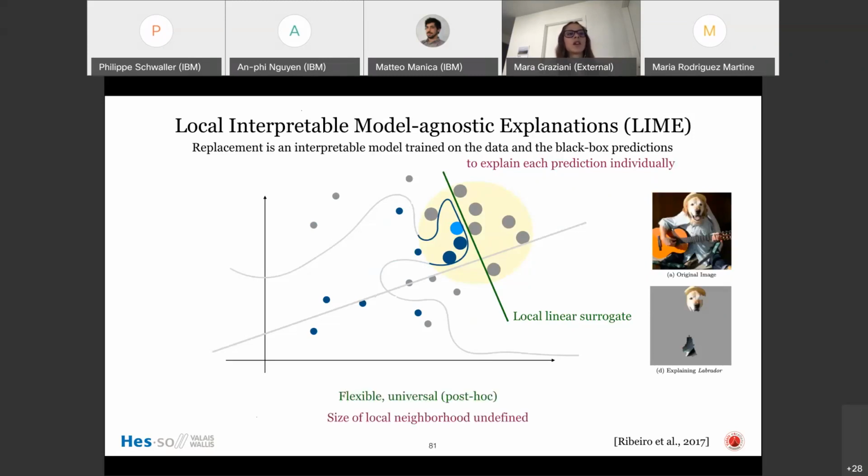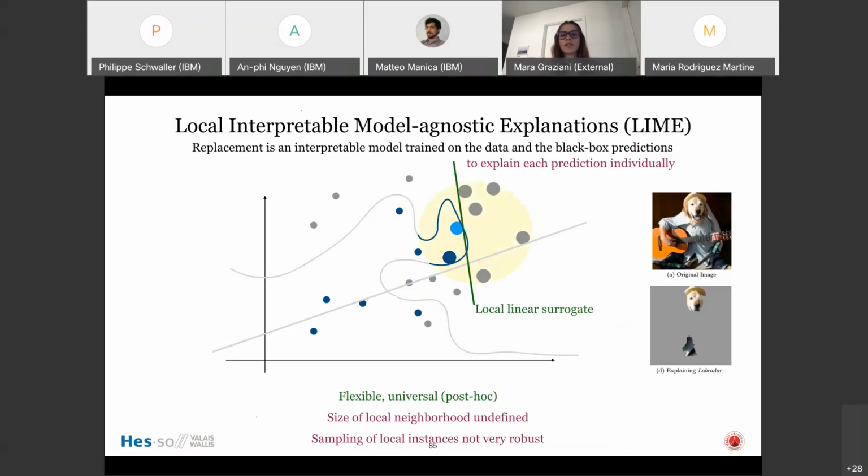This method is quite universal and flexible, being post-hoc, but it comes with a few problems. For example, it's not really clear what the optimal size of the locality should be. We could choose a different locality. We don't know what would be best. Moreover, the sampling of the instances in the neighborhood is also not too robust, because different samplings could lead to different explanations. For example, here, a different sampling of the data points gives me another linear surrogate, so it's a totally different explanation.